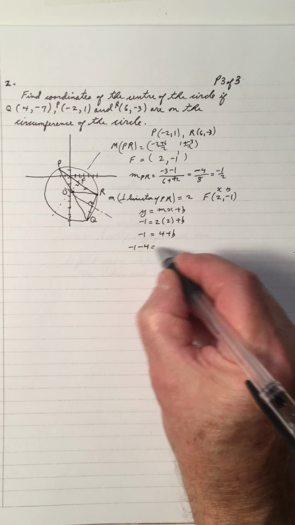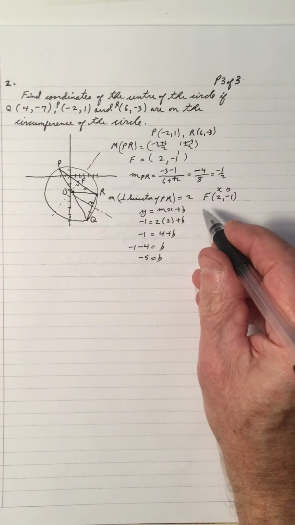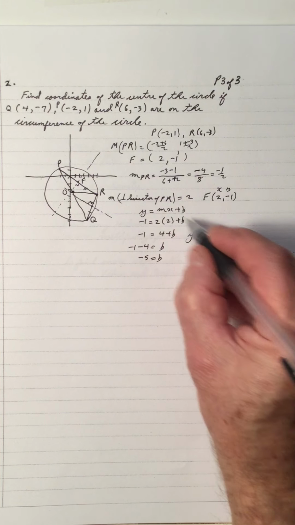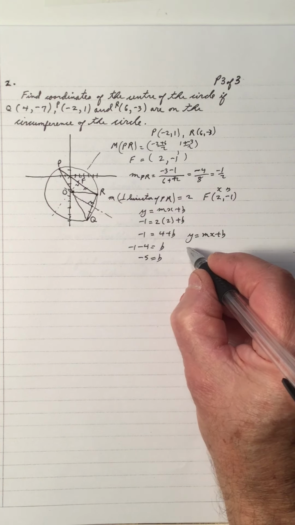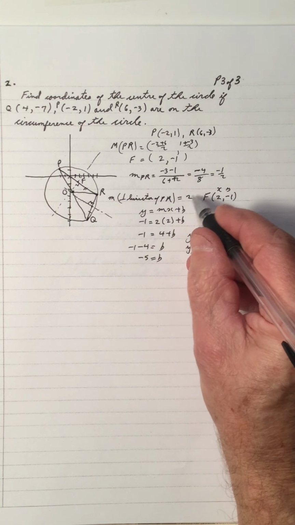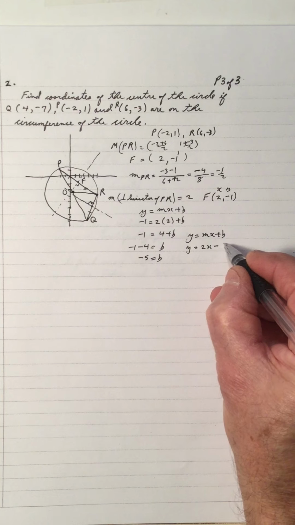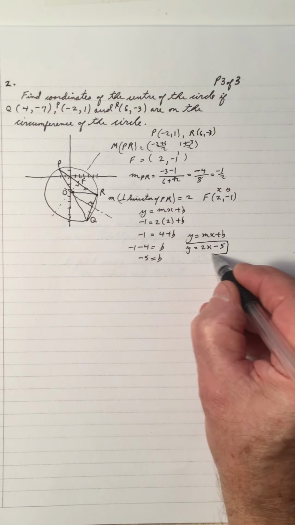Negative 1 minus 4, negative 5b. So the equation of the perpendicular bisector of PR is y equals mx plus b. So the slope is 2, and the y-intercept is negative 5. So that's one equation. That's one perpendicular bisector.